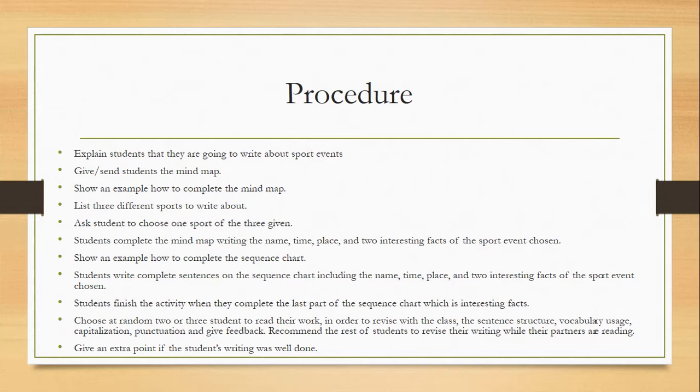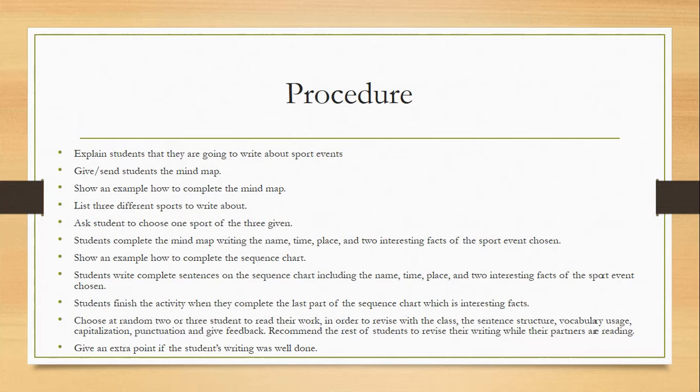Then show an example of how to complete the sequence chart. Students write complete sentences on the sequence chart, including the name, time, place, and 2 interesting facts of the sport event they chose. Students finish the activity when they complete the last part of the sequence chart, which is interesting facts.